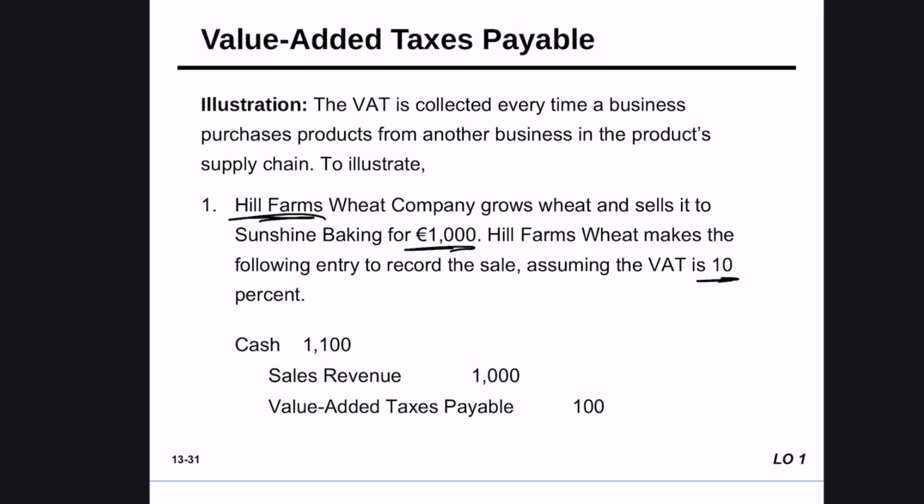So we have sales revenue. Hill Farms will record a sales revenue of 1,000 since they sell it to another company, which is the bakery. And then we'll have value added tax payable, which is 10% of that sale, and it will go to the government. So at the end, the farm will collect 1,100 in cash.